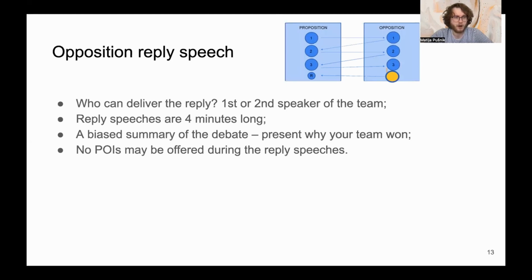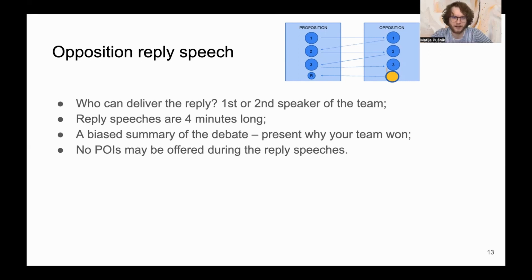Now, then we have the opposition reply speech. Here, one extra rule has to be mentioned. Only the first or the second speaker of the team can deliver the reply, because you're not allowed to have back-to-back speeches. So you cannot have, for instance, third and reply speech. Also, in the case that only two people are speaking, because maybe someone has gotten ill or something, we call that iron personing. You can have two people debating, that's fine, but they cannot do back-to-back speeches. So that means one debater does first and third, and the other does second and reply.